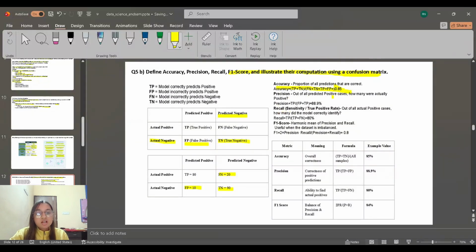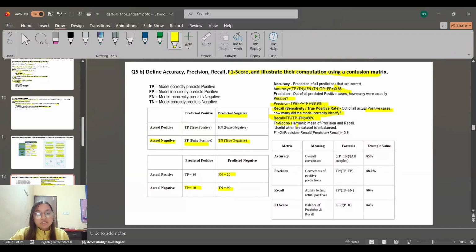Precision: out of all predicted positive cases, how many were actually positive? Precision equals TP upon TP plus FP. This will be approximately equal to 88.9%. Recall, sensitivity or true positive rate: out of all actual positive cases, how many did the model correctly identify? Recall equals TP upon TP plus FN, which equals 80% by putting these values.